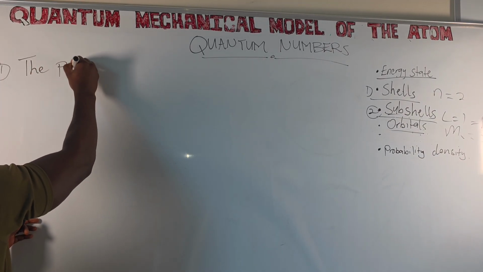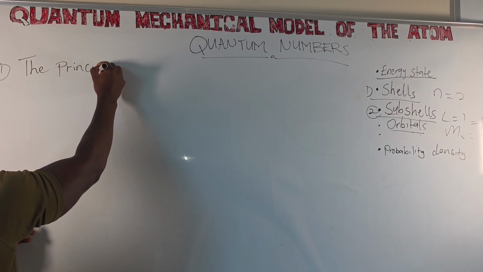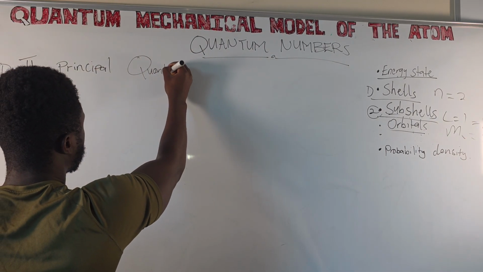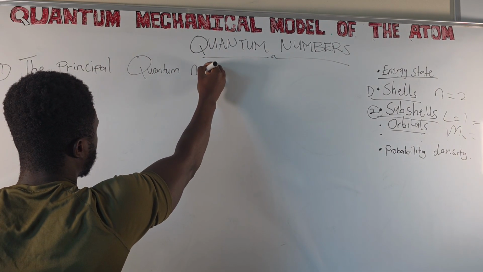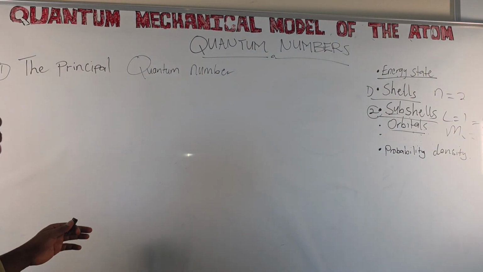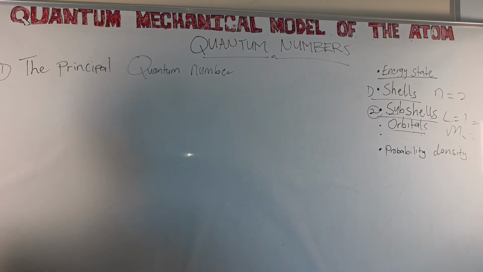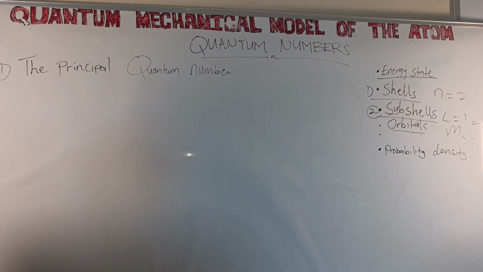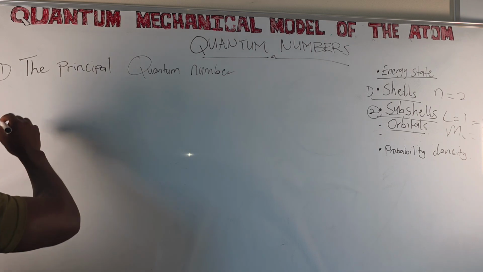the principal quantum number. Now, I want to talk about the principal quantum number. We mean the shell. It is the main energy level of the atom. So that is the main energy level.